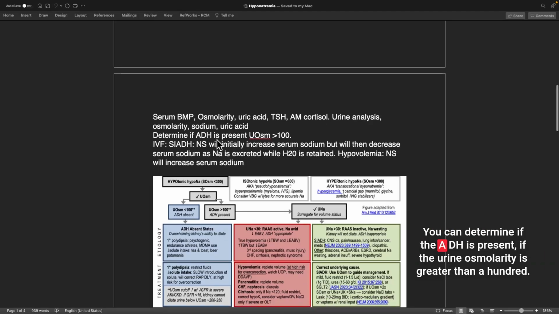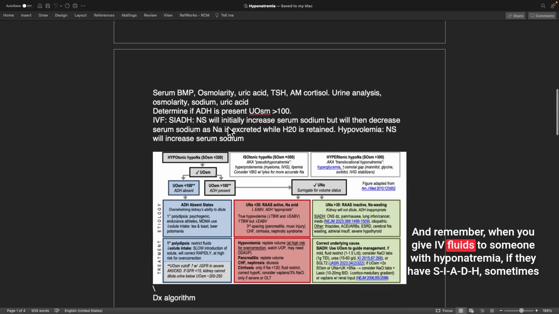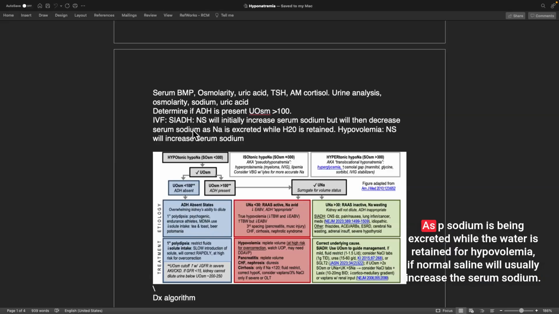You can determine if the ADH is present if the urine osmolarity is greater than 100. And remember, when you give IV fluids to someone with hyponatremia, if they have SIADH, sometimes the normal saline will initially increase the serum sodium, but then decrease the serum sodium as sodium is being excreted while the water is retained. For hypovolemia, normal saline will usually increase the serum sodium.